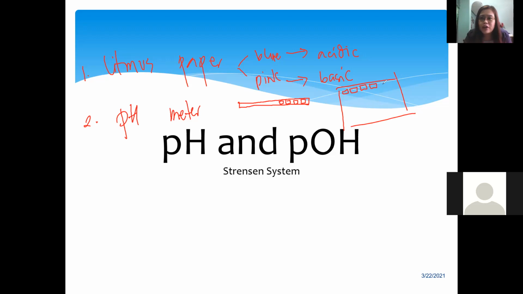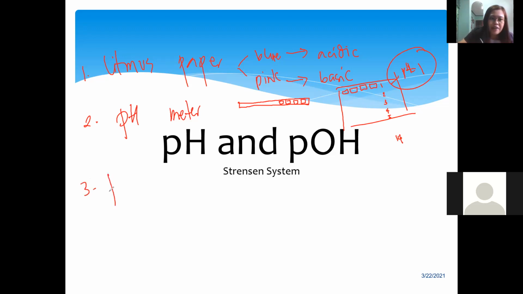kung saan magkapareho yung mga colors ng iyong four squares. So kung naka-number yan siya up to 14. Up to 14 yung number niya. And then for example, ang mga colors ng square ay kapareho ng 1, then the pH of your solution is 1. So yun yung gamit ni pH meter.